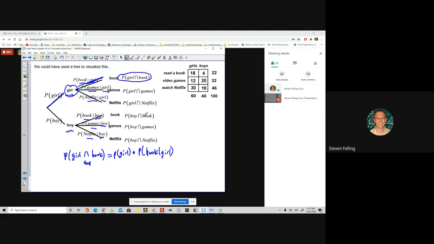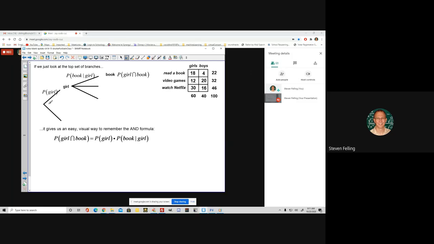So these probabilities at the end of the tree are and probabilities. Girl and book, girl and games, girl and Netflix, boy and book, boy and games, boy and Netflix. Right? So the first ones are simple probabilities, the second ones are conditional probabilities, and the third ones are and probabilities. Okay, so the reason why I like that structure is that for me, if you just look at the top of a branch, it helps you to recreate the formula that you need. If you remember that you multiply as you go across the events in a tree. And this could be extended to any number of events, but for now we're just taking two.